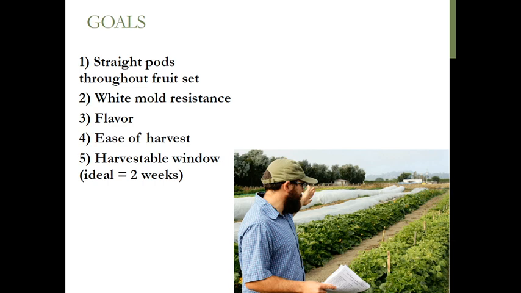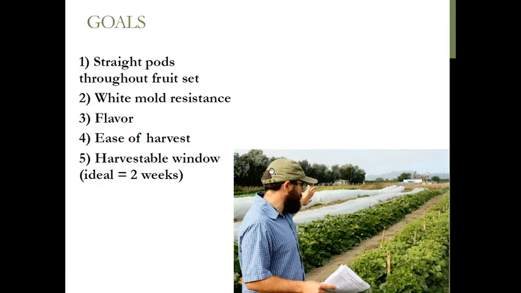Looking for ones that resisted white mold, which was an issue on their farm. Looking for ones that tasted really good, again, because that was an important criteria within the CSA. Wanting ones that were easy to pick so that they snapped off freely without damaging the pods during picking, and then having a good harvestable window, so being able to have good yields over a 2-week pick period.